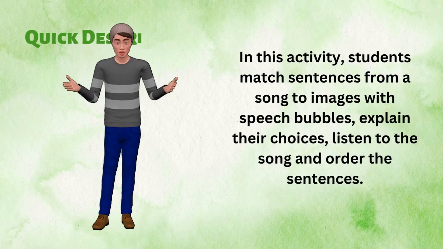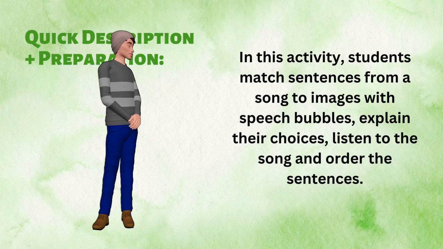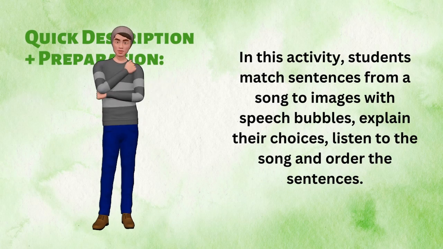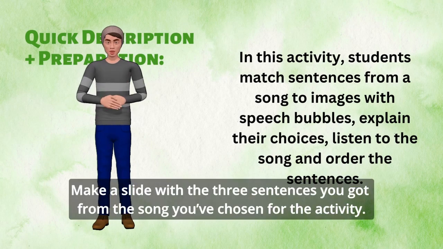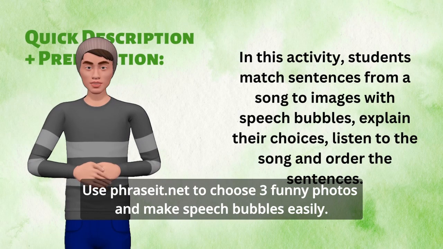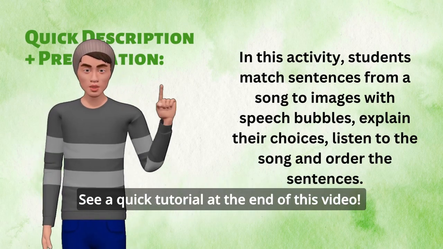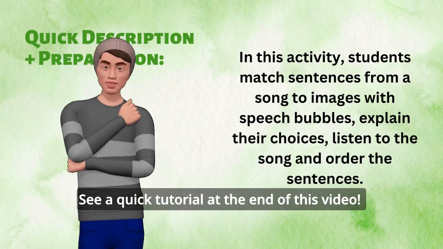Quick description and preparation. In this activity, students match sentences from a song to images with speech bubbles, explain their choices, listen to the song and order the sentences. Make a slide with the 3 sentences you got from the song you've chosen for the activity. Use Phraseit.net to choose 3 funny photos and make speech bubbles easily. See a quick tutorial at the end of this video.